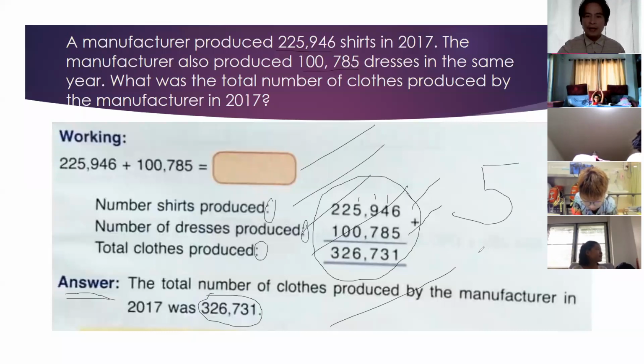Okay? Because it's a word problem. But if your working is written only like this encircled part, you will get only 1 point. So you choose. You want 1 point or you want 5 points? Of course, you want 5 points. Okay, let's go to the next number or next page.